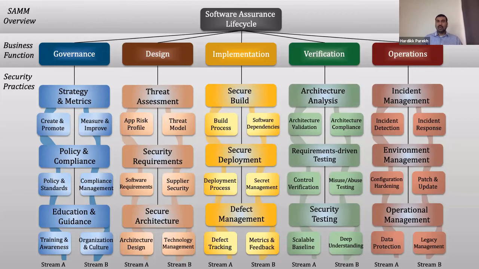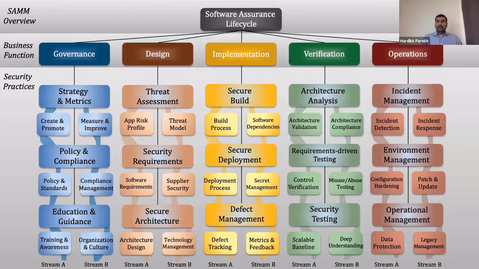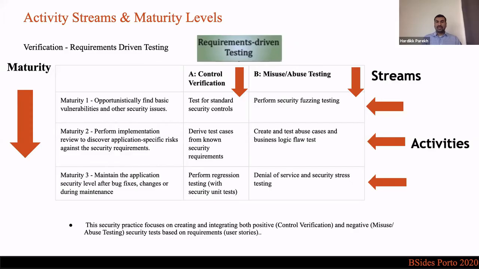Let's take an even more detailed, closer look at one of the security practices, which is requirements-driven testing, under the verification business function. So the requirements-driven testing security practice is divided into two streams, control verification and misuse abuse testing. As you can see, the streams align and link the activities in the practice over different maturity levels. And each stream has an objective to be reached, and this objective can be reached in increasing levels of maturity.